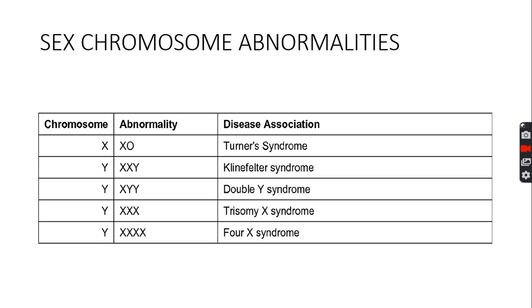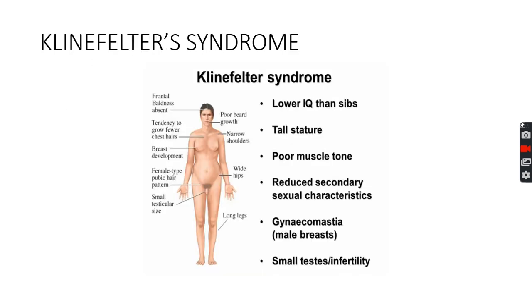So here is a table showing the common sex chromosome abnormalities. So we have abnormalities involving the X and also the Y chromosome. When you have the XO, the disease associated is Turner syndrome. When you have XXY, you have Klinefelter syndrome. When you have XYY, we have double Y syndrome. When we have triple X, we have trisomy X syndrome. And when we have XXXX, it's known as the 4X syndrome.